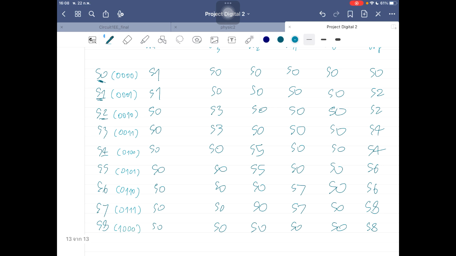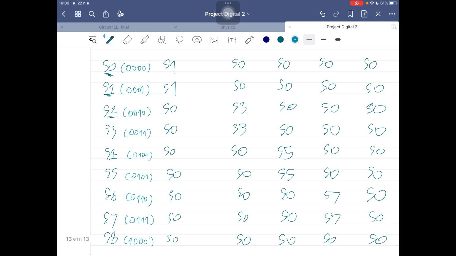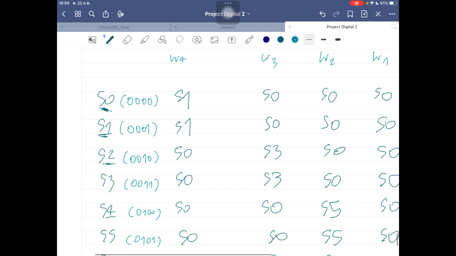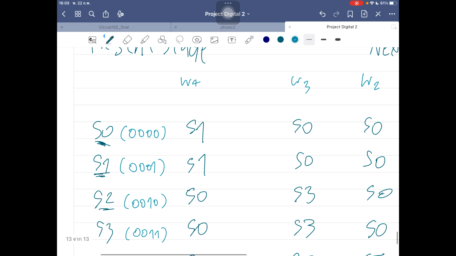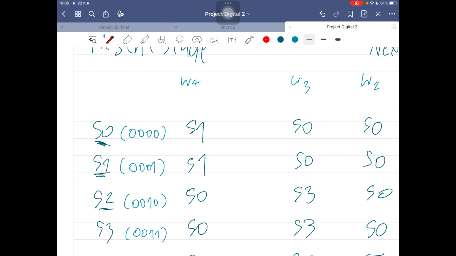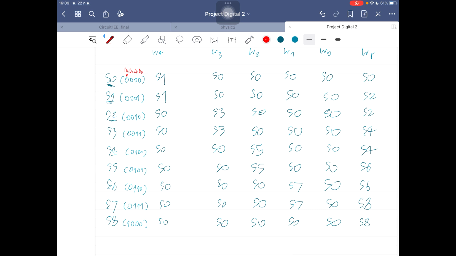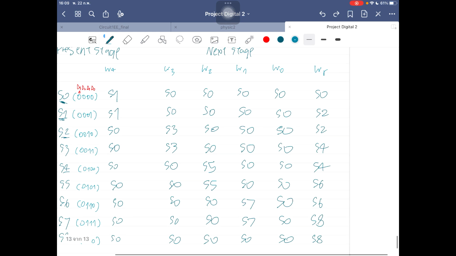Then I will imagine a name inside this state. From the first, the names are D3, D2, D1 and D0. Okay, then when we know the names of the 4 bits of our state, we write it all in the next state.